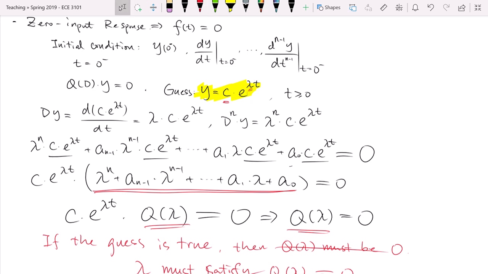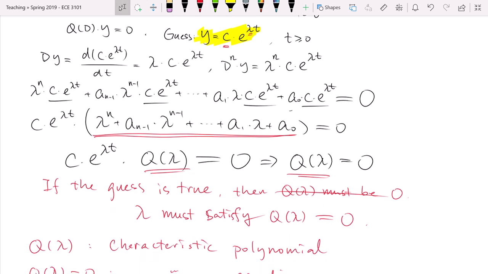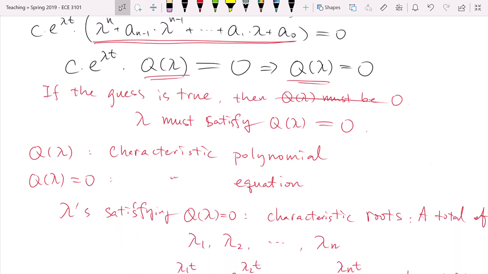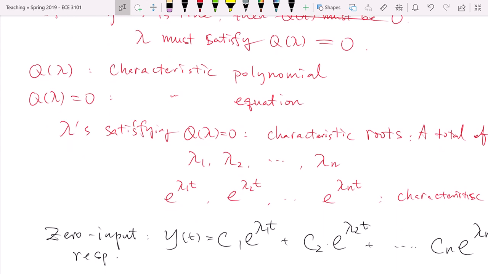And the first thing we did is find out the conditions that this lambda must satisfy. And this is carried out in this derivation shown on the screen. And what we have discovered is that these lambdas cannot be arbitrarily or randomly selected. These lambdas must satisfy the characteristic polynomial, Q of lambda equal to 0. And since this is an nth order polynomial, or nth order characteristic equation, we know there will be a total of n roots, lambda 1 up to lambda n.